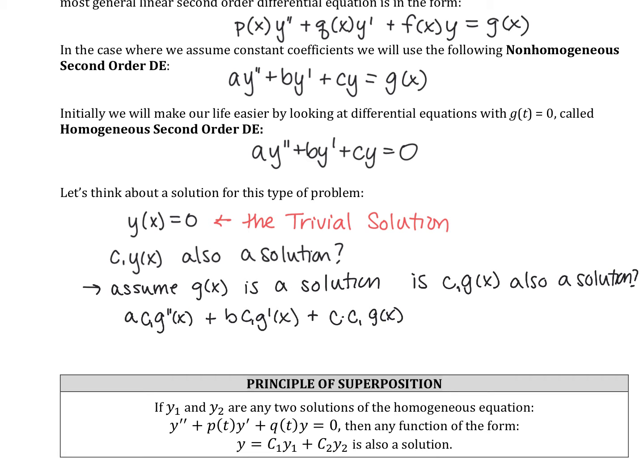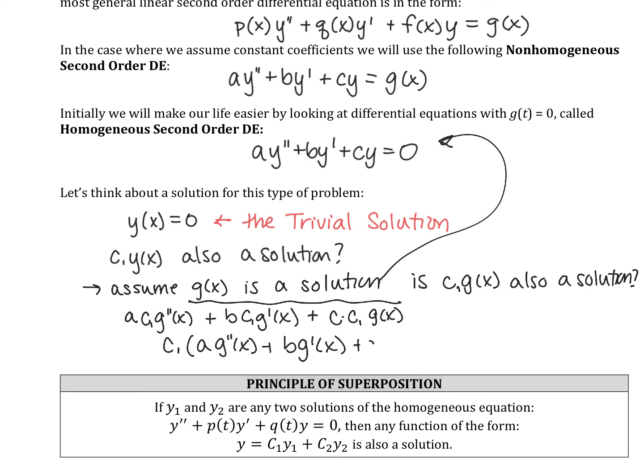Well, look at it. If we know that g of x is a solution, then we know this statement has to be true. And if I could factor out some constant, a times g double prime of x plus b times g prime of x plus c times g of x, is that a true statement? Is some constant times 0 always going to be 0? Yes.